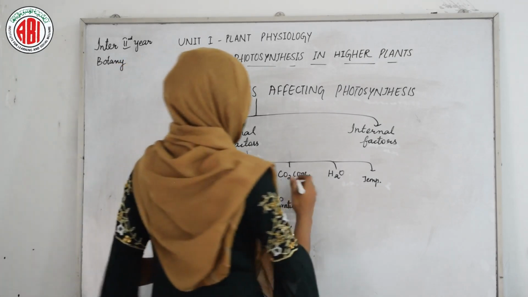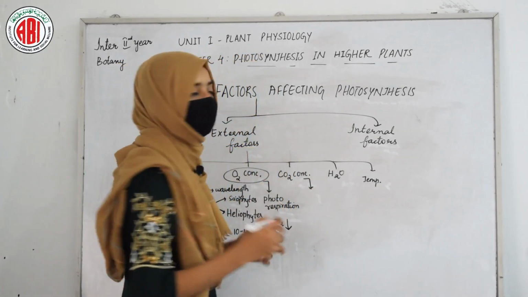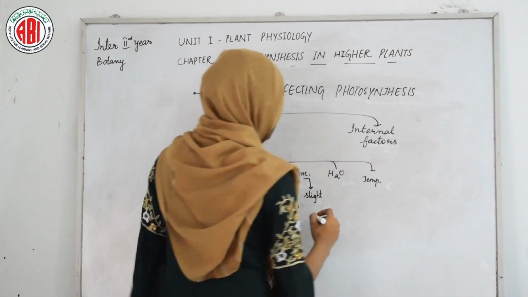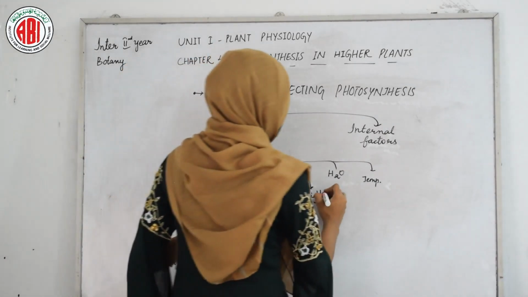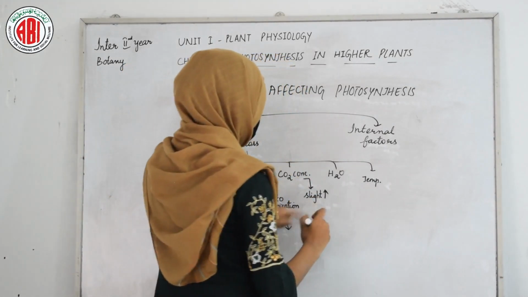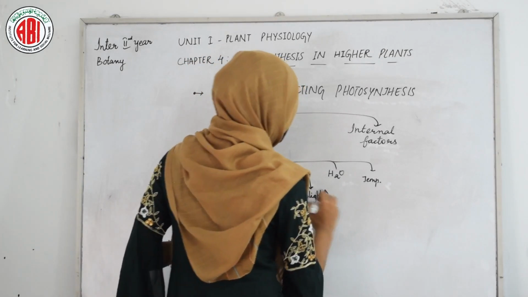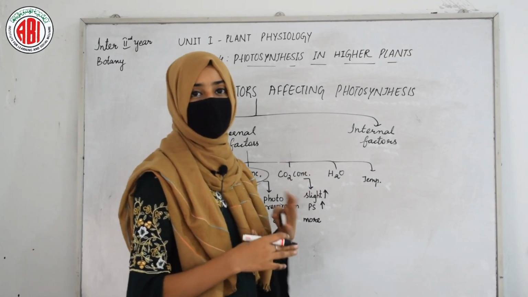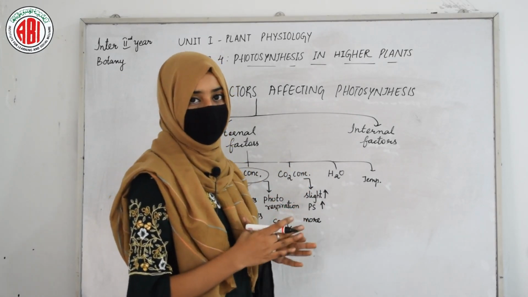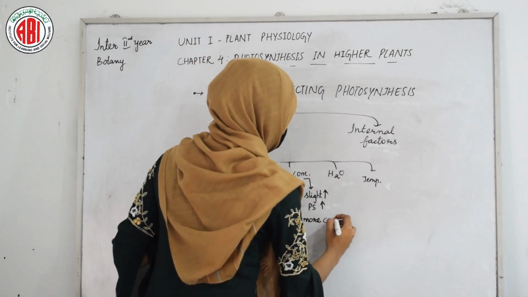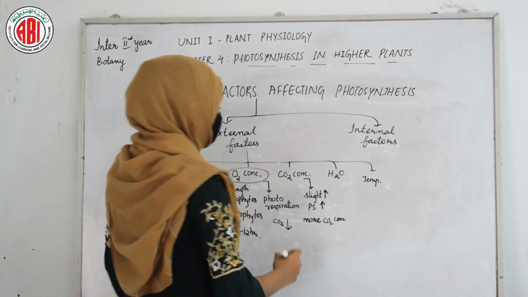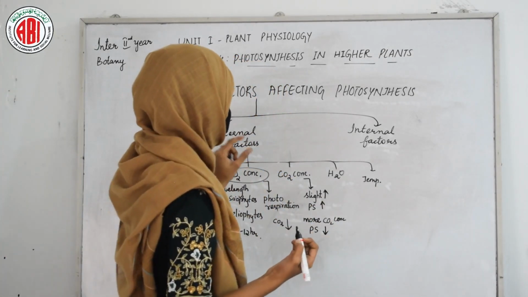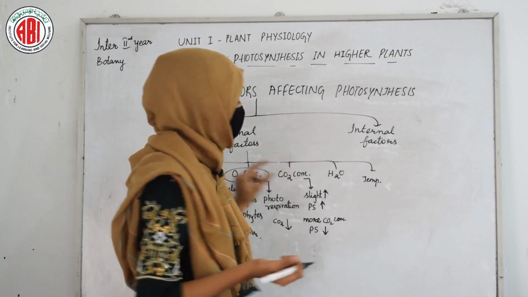The next one is carbon dioxide concentration. We know that carbon dioxide is very important in the process of photosynthesis. If the concentration of carbon dioxide slightly increases, then the rate of photosynthesis will also increase. But if the amount of carbon dioxide increases by a large amount, then this high carbon dioxide concentration affects the rate of photosynthesis, and photosynthesis would get stopped because of the presence of more carbon dioxide.